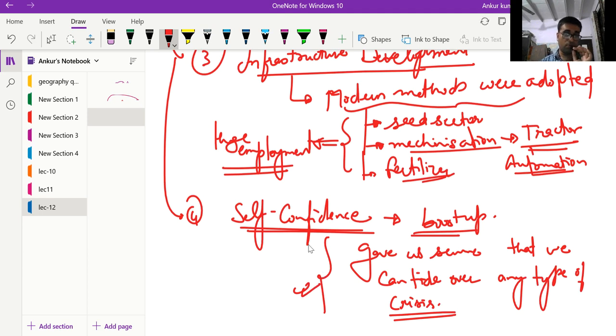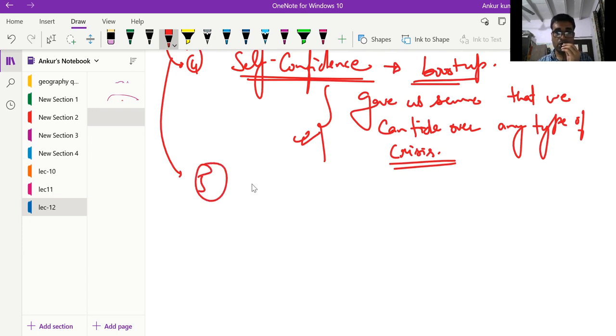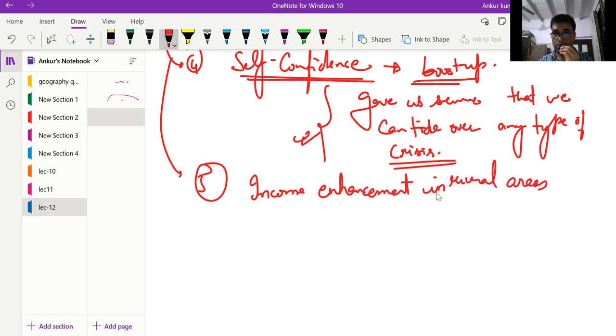So this was the fourth achievement of the program. Next was the achievement in the social sector. In the social sector, because of income enhancement in rural areas, the expansion of health and education happened.